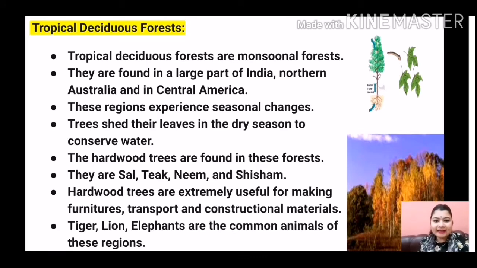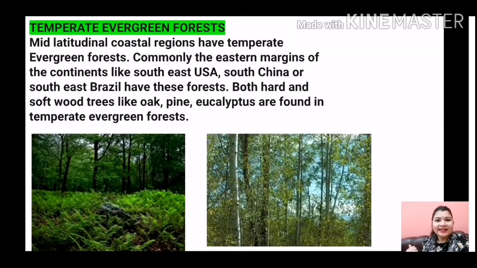The animals which we will find in tropical deciduous forest are tiger, lion, elephant. These are some of the common animals. So I hope you are clear with this. Now temperate evergreen forest. So mid latitudinal coastal region. They are known as temperate, and commonly these are found in southeast USA, South China or southeast Brazil. Both hard as well as soft woods like oak, pine, eucalyptus are found in temperate evergreen forest.